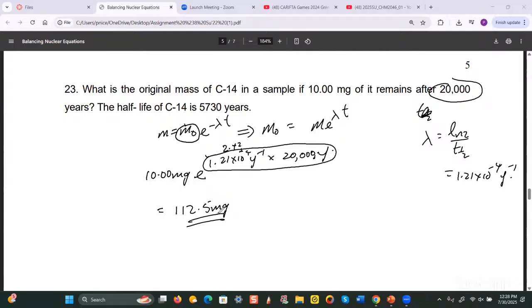Okay, any questions about this? Any questions? Yes, sir. Last question, was the unit going to be in milligrams too? Number 22? Yeah. Okay, any other questions about this one? Number 23? Okay, let me clear this.